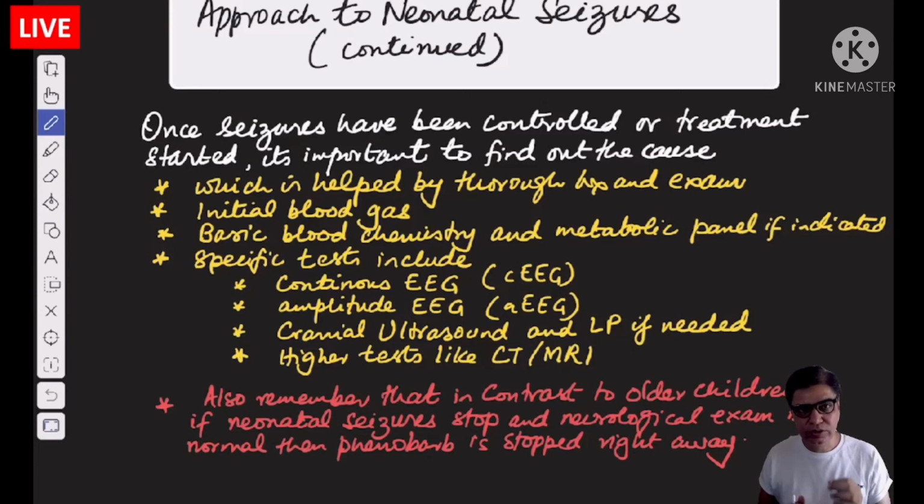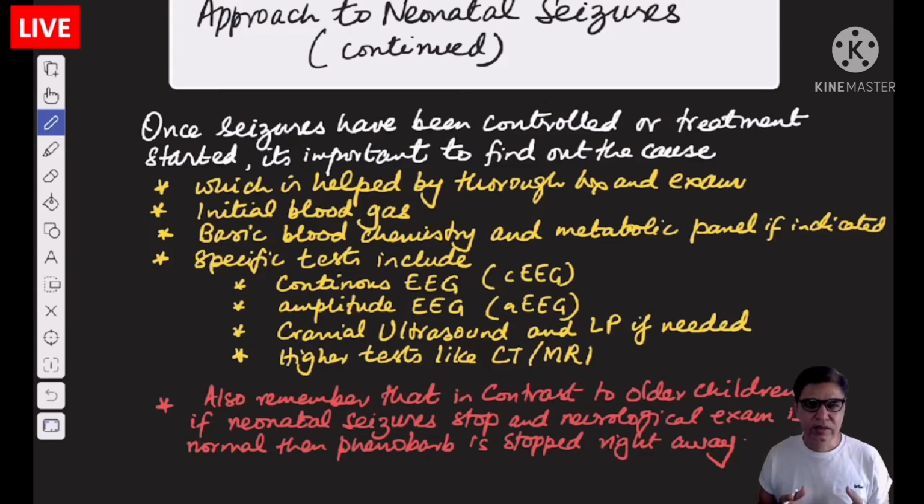The initial investigation of choice in newborns is cranial ultrasound, because the anterior fontanelle is open, so you can put an ultrasound probe and look, and it's especially quite good in picking up intraventricular hemorrhage. Obviously, you can do lumbar puncture if you think that an infective process is going on, if you suspect meningitis.